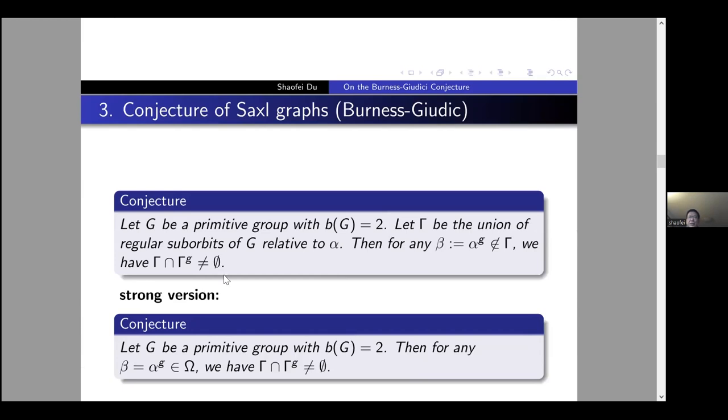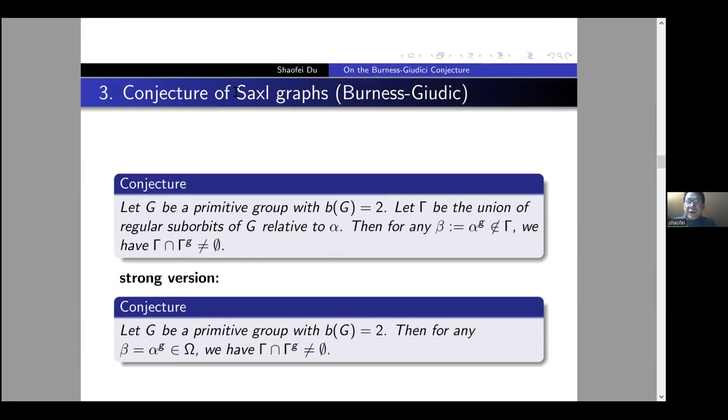Okay, let's come back to the Burness-Giudici conjecture. This is a conjecture about the structure graph posed by Burness and Giudici. Let G be a primitive group with b(G) equal to two. Let gamma be the union of a regular suborbit relative to alpha. We already defined it as gamma. So for any beta in alpha^G not contained in gamma, we have the intersection of gamma and gamma^g is not an empty set. So you can find some common point belonging to this gamma and gamma^g. This is a conjecture by Burness and Giudici.